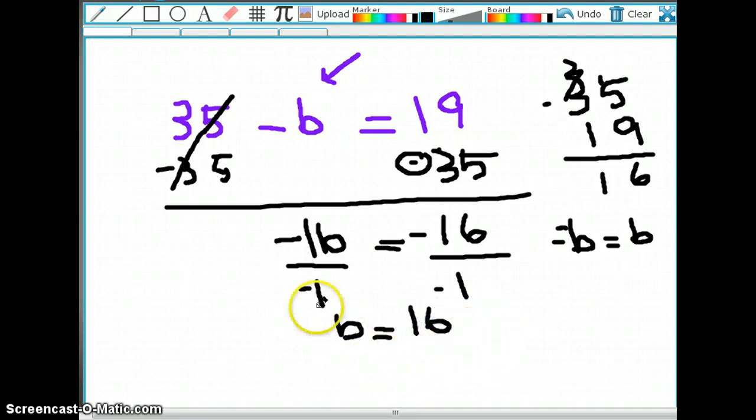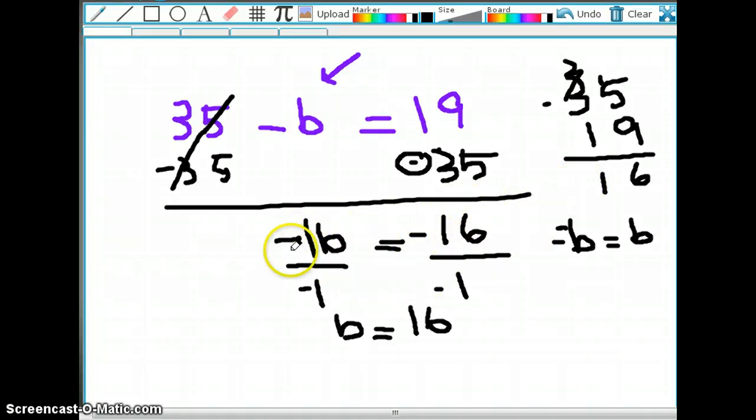Okay, let me just recap that to make sure you really understand it. This is truly a subtraction problem, and you are trying to find the value of b. In finding the value of b, you have to eliminate the numbers that are on the same side of the equal sign. So we're eliminating the 35 by adding its opposite, which is a negative 35. Once I've added the opposite, a negative 35, to a positive 19, two different signs, you actually subtract, and you have a negative 16.